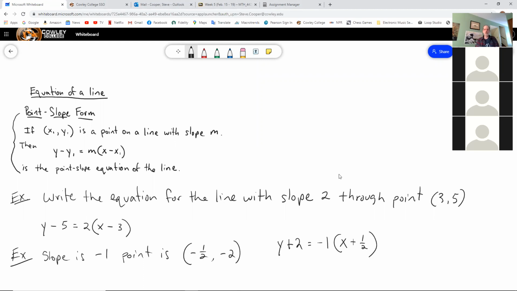Okay, so the key here is that if we know a slope and a point that's part of the line, we can generate an equation for the entire line by plugging those known values into our point slope form. So far we've looked at the slope formula, the point slope form, and now we're going to look at another form.